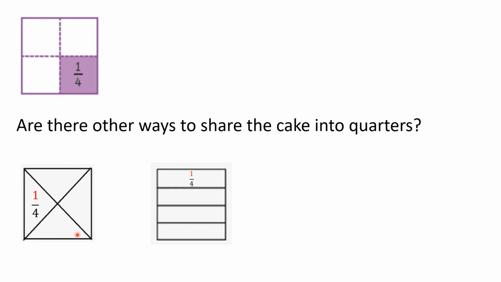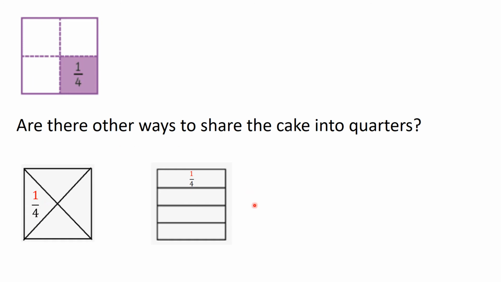Okay, so I wonder if you came up with this way. We could divide or share the cake into quarters by drawing 2 horizontal lines, and we're left with 1, 2, 3, 4 equal parts. We know they're equal because if we were to fold along our lines, the 4 pieces would overlap exactly. And here, 1 part out of the 4 equal parts is 1/4.